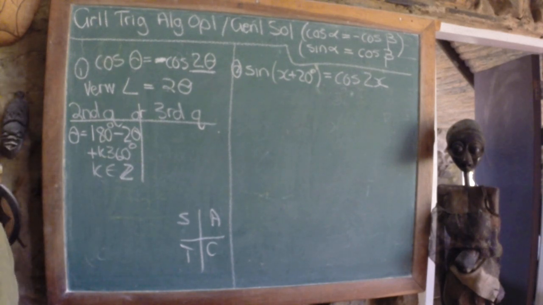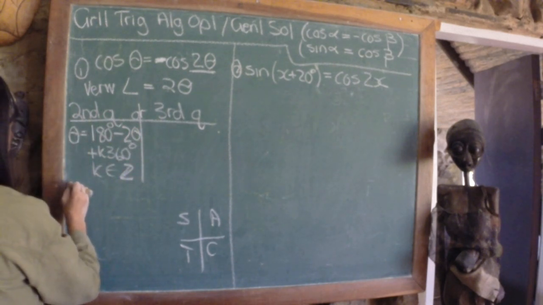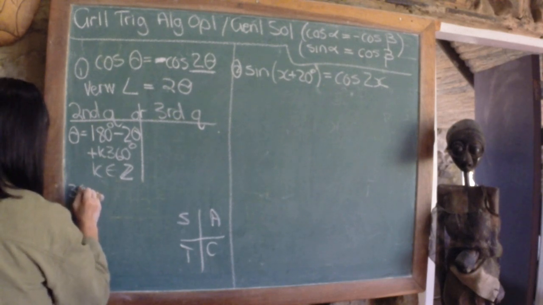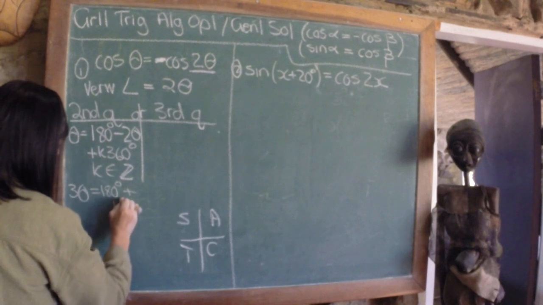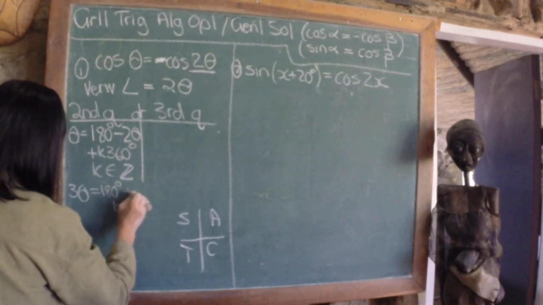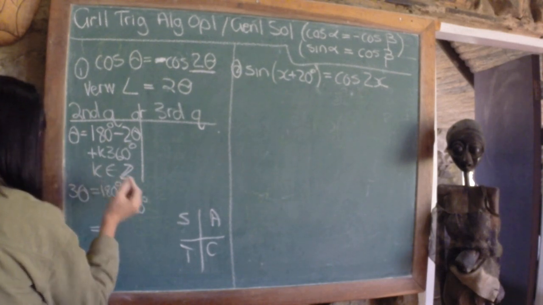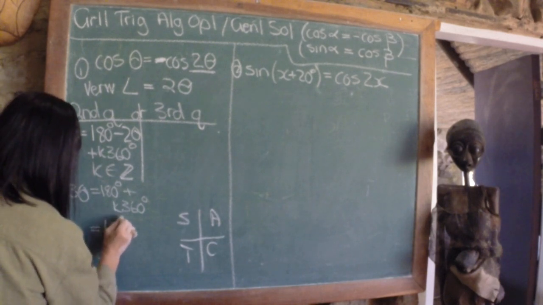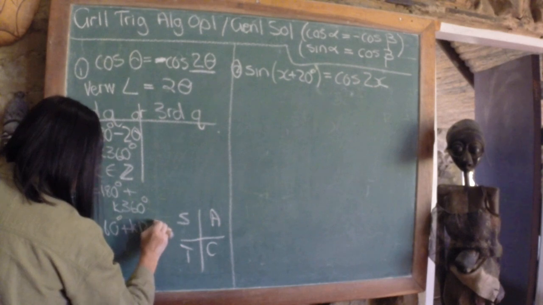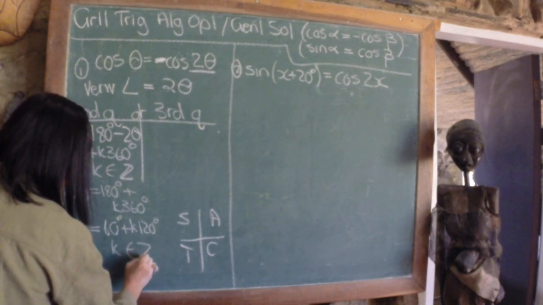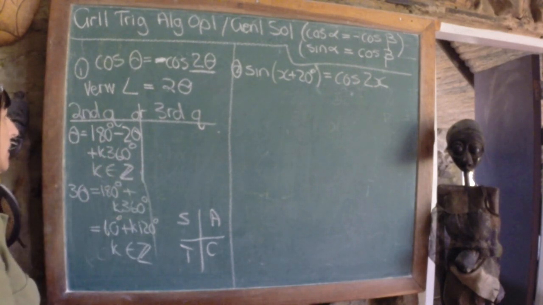and then you take your angles all to the one side. So 3 theta is gelyk aan 180 grade plus k maal 360, and then we divide with 3 everywhere. So it's 60 degrees plus k times 120 degrees, k element of z. That's in our second quadrant.